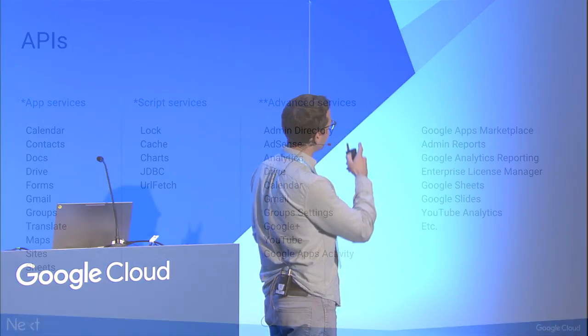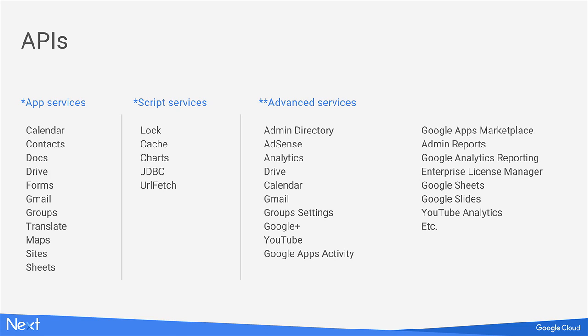Here's the full list of, on the left-hand side, built-in services, some additional script services for programming primitives and JDBC, and advanced services. These are RESTful APIs that are scriptable in AppScript without using URL fetch to do explicit HTTP requests.